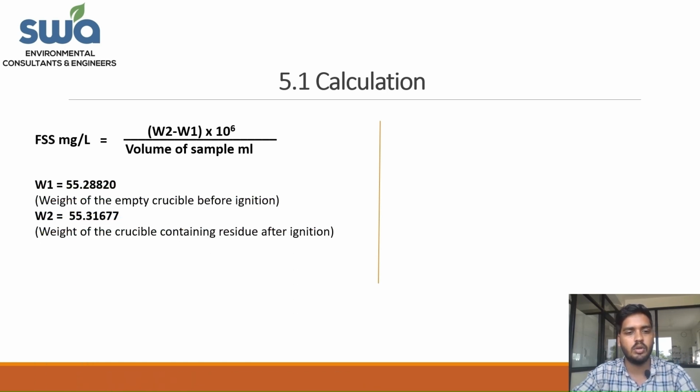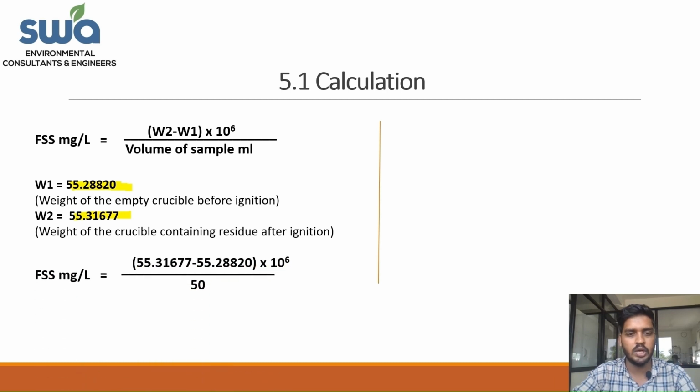W1 stands for the initial weight of the crucible, which was 55.28820 gram, and W2 stands for the weight of the crucible containing residue after ignition. So that is W2, 55.31677 gram. We will apply the values to the formula. So the answer will be 571.44 milligram per liter. This amount of FSS is present in our sample.